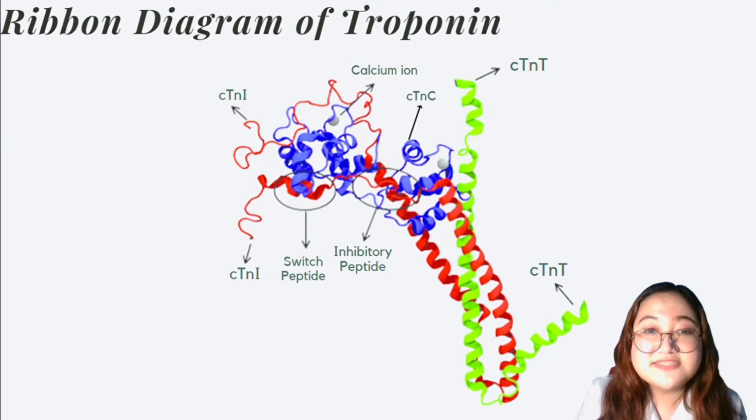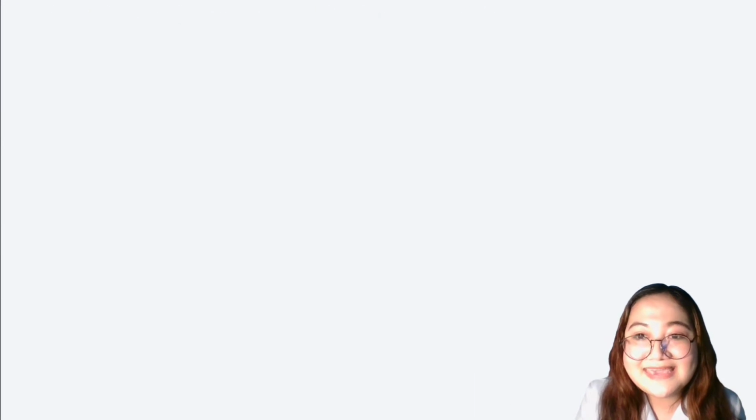Presented on the screen is the ribbon diagram of the human cardiac troponin core complex and its different subunits. The blue parts represent troponin C, the red parts represent troponin I, and the green parts represent troponin T. Catalytic and structural calcium ions are shown as gray spheres. Also, the inhibitory peptide and the switch peptide of troponin are indicated.